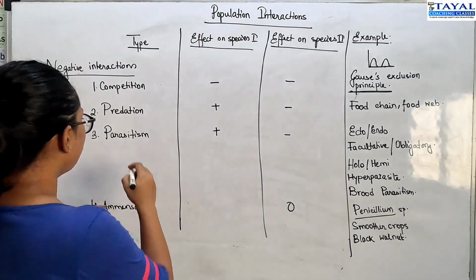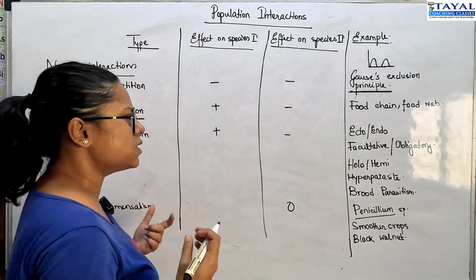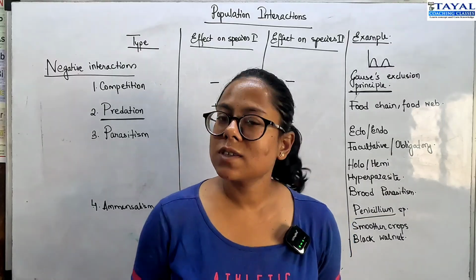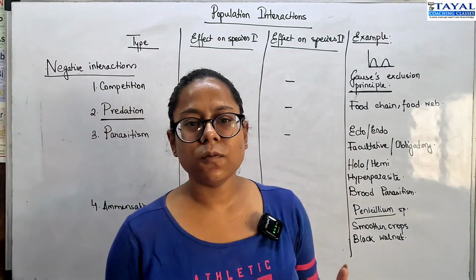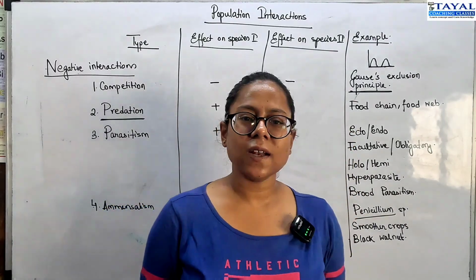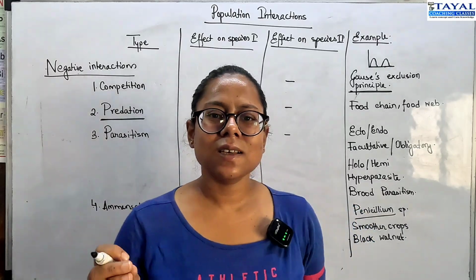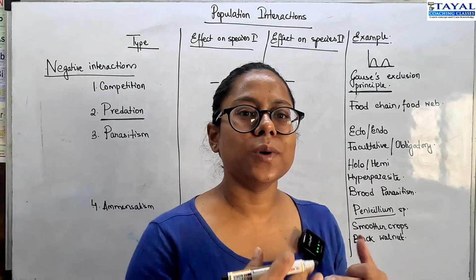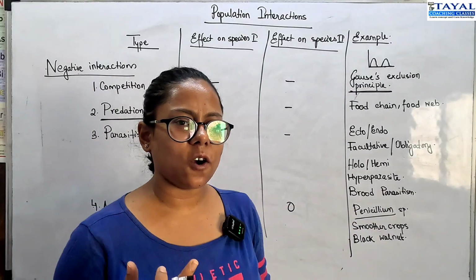Moving on, we have predation. Now this is the fundamental law that keeps ecosystems going, and that's your food web and food chain. Every organism is a prey to its predator and a predator to its prey, right? It sounds very confusing to hear.